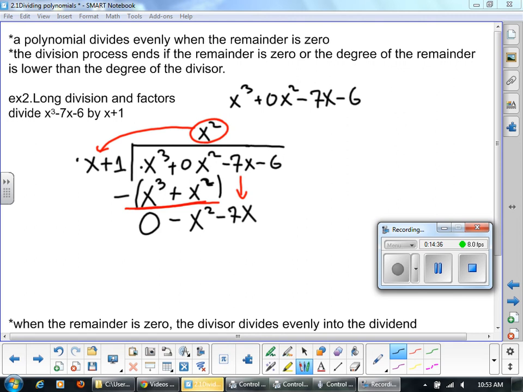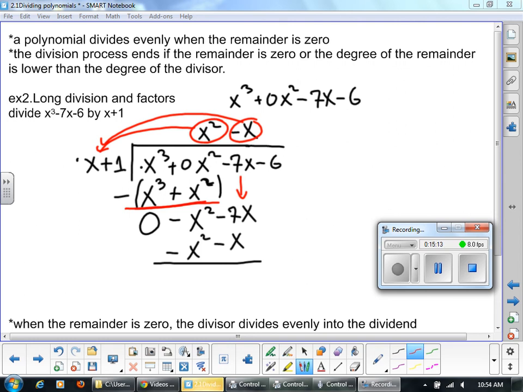So you ask yourself, how many times is x going to negative x squared? Negative x, that's right. Now it's going to go right above there. And then you repeat the multiplication. So we're going to take the negative x, and we're going to multiply it with both of these. So negative x times x is negative x squared. Negative x times 1 is going to be just negative x. Good-ish, yeah.